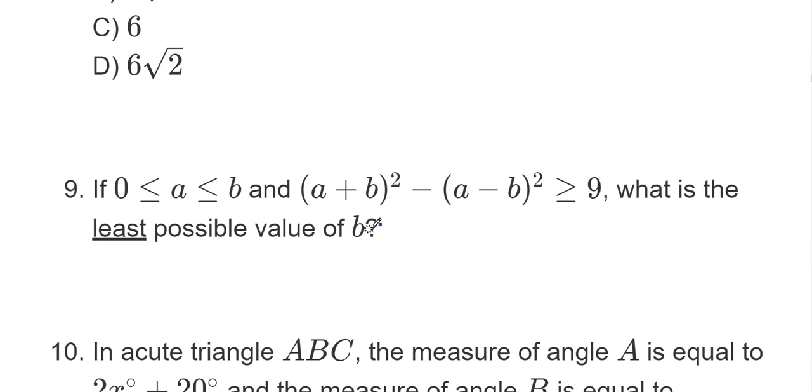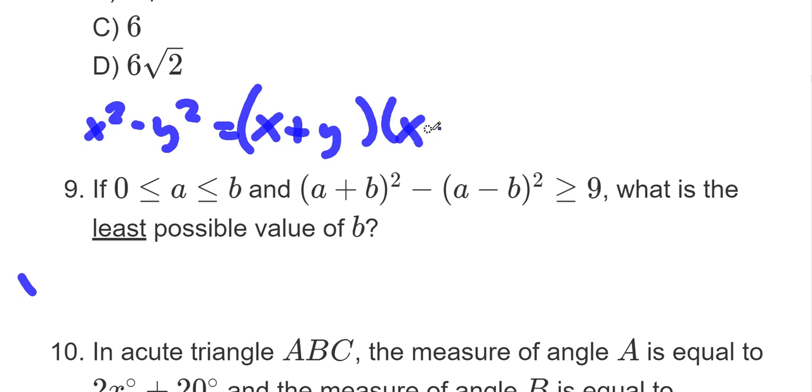Least possible value of B. So guys, whenever you see a difference of squares, you want to use x squared minus y squared equals (x plus y)(x minus y). You want to use this, okay? I'll write it here. It's a simple product, and it can really make your work easier, okay?